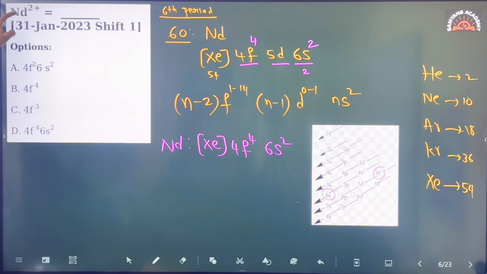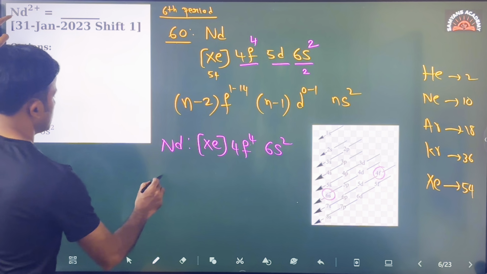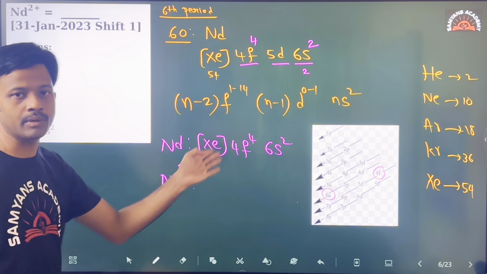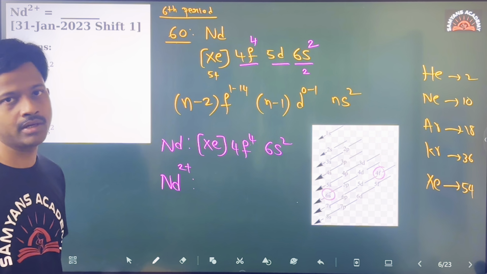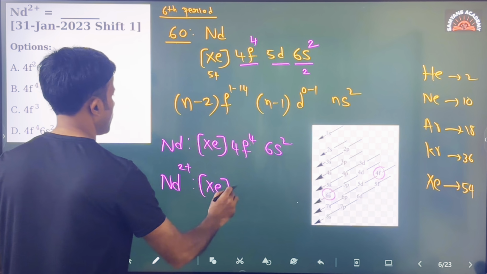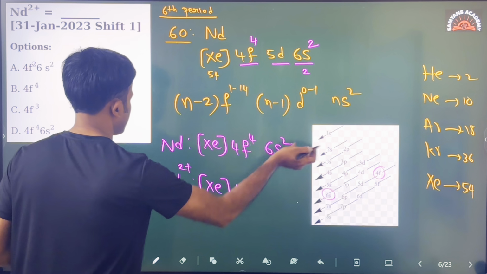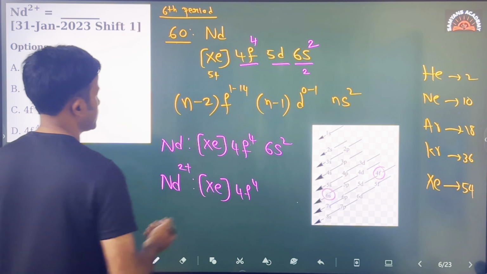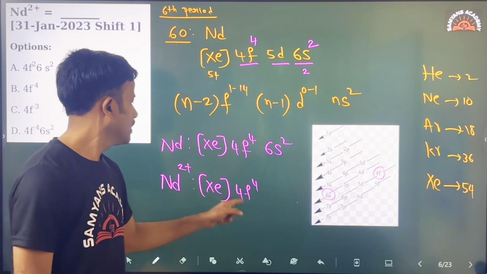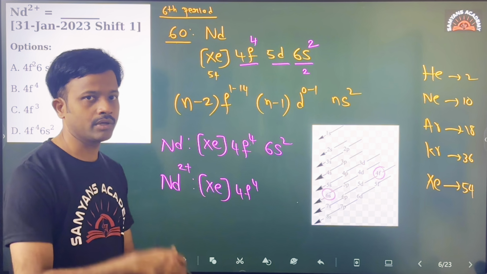But in this question, we have to select the electron configuration for neodymium 2+. 2+ means after removal of 2 electrons from the last orbit, what is its electron configuration? After removal of 2 electrons from the last shell, the configuration becomes 6s0. You need not write 6s0, right? So neodymium 2+ means you have to remove 2 electrons.